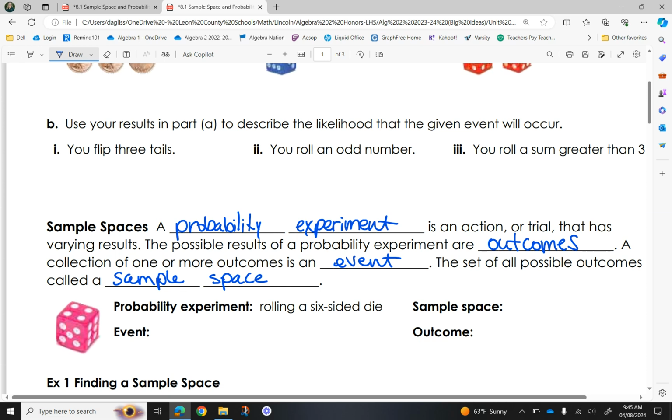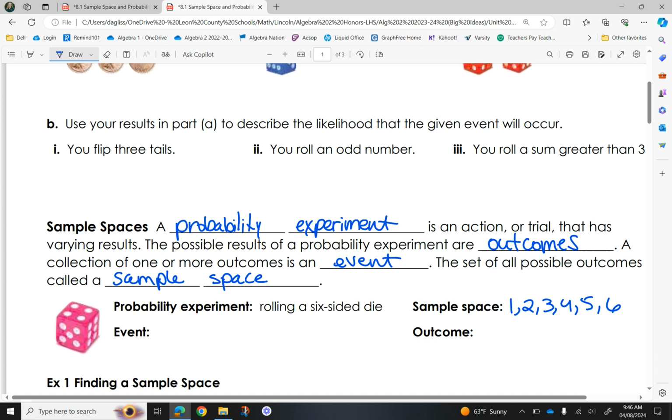Let's look at an actual example of a probability experiment. The experiment is the action: rolling a die, flipping a coin, picking a card, spinning a spinner. My example for this one will be rolling a 6-sided die. That's the experiment. What is the sample space when you roll a 6-sided die? What are the possible outcomes? 1, 2, 3, 4, 5, or 6. Right? That's my sample space.